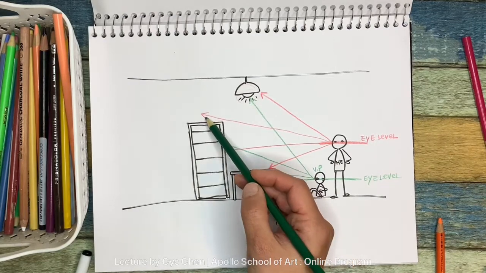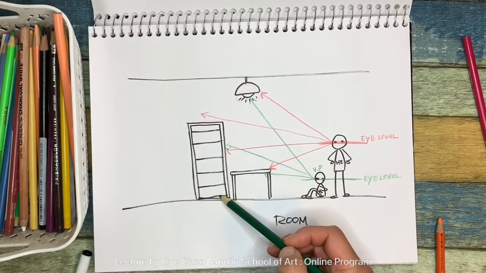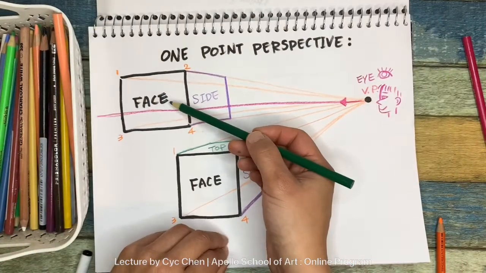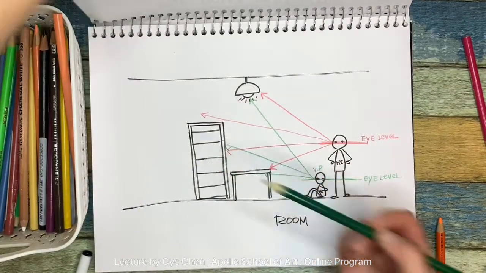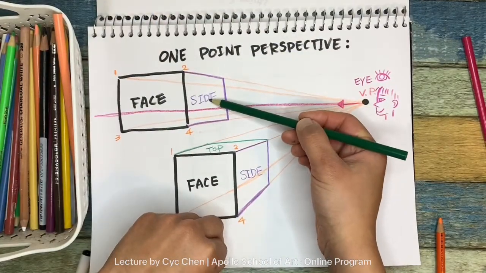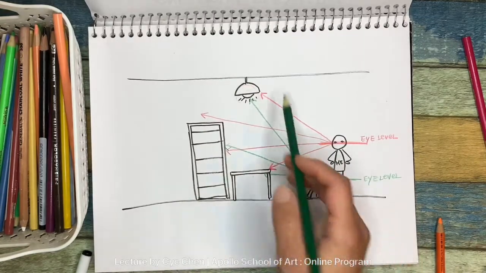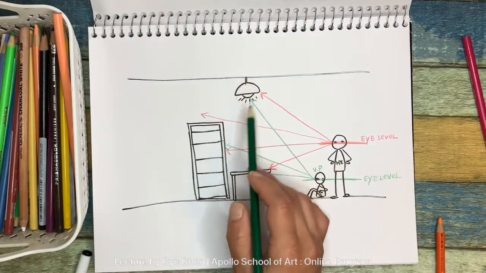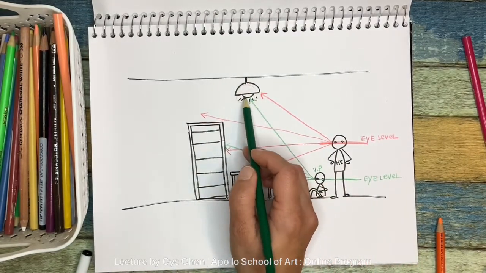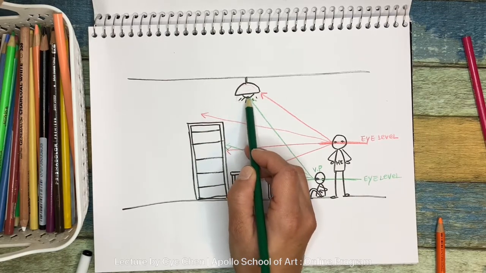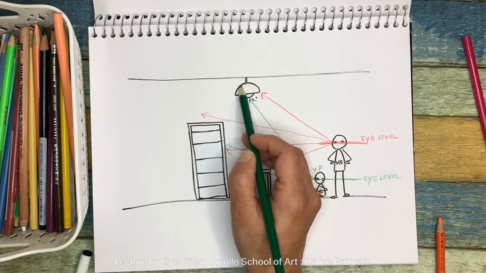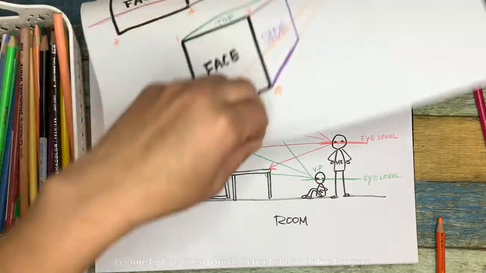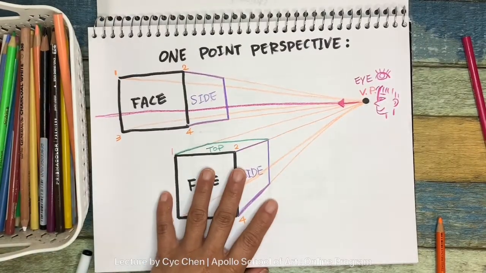I'm not able to see the top. I'm not able to see the bottom. I only can see the face and the side. But if my object is much higher than my eye level, I only see the bottom part of the object and not the top of the object. All right, so that is the 1 point perspective.